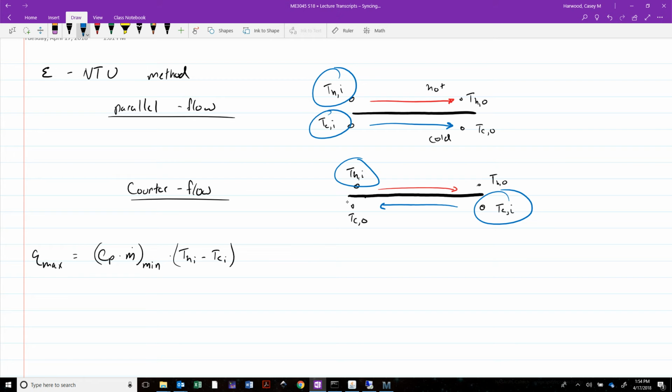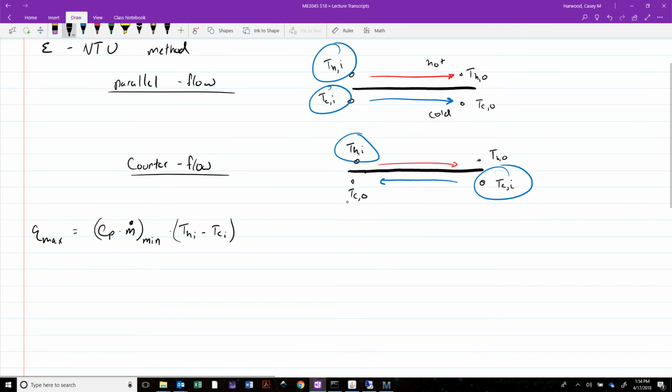And this C_p times m-dot, right? This can be thought of. Well, this quantity here, in the book at least, is just given the variable name capital C.